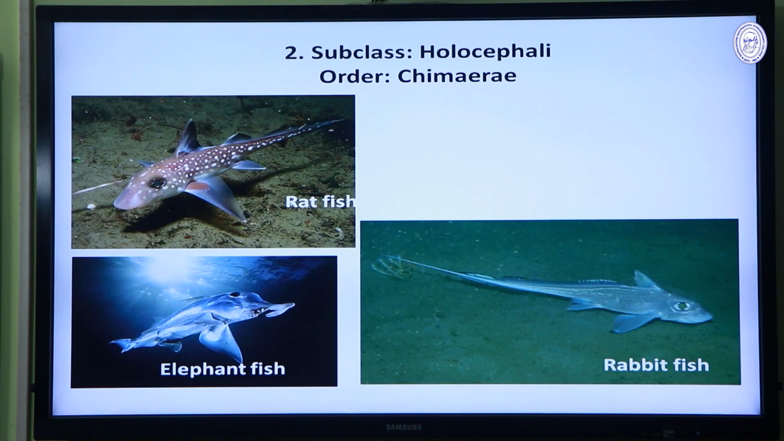Now, the second subclass, that is Holocephali, has one order, that is Chimaerae. Chimaerae means they look like the fusion of two animals, that is rat fish, they look like a rat, elephant fish, somewhat they have a proboscis-like elongation, that is why they call it elephant fish, and this is the rabbit fish, it looks like a rabbit, that is why the naming. So, that is all for the Chondrichthyes.